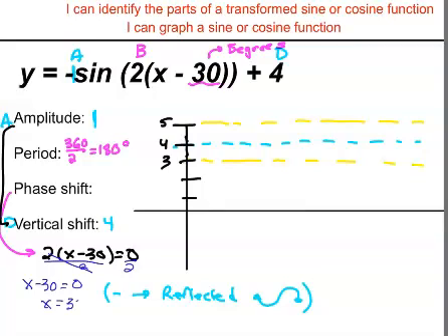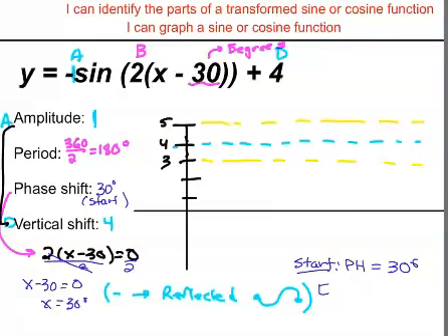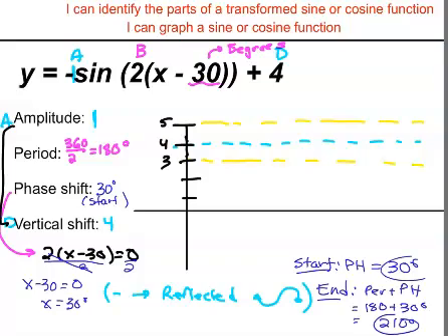So this is my phase shift, which is where I'm going to start. That's where I'm going to start. So let me just clarify where we're going to start and end. We're going to start at wherever the phase shift is, which is at 30 degrees. We're going to end at the period plus the phase shift. So we are going to end at 210.